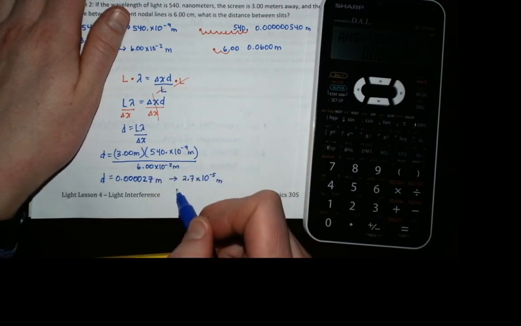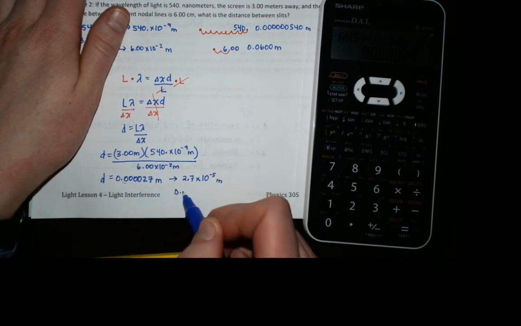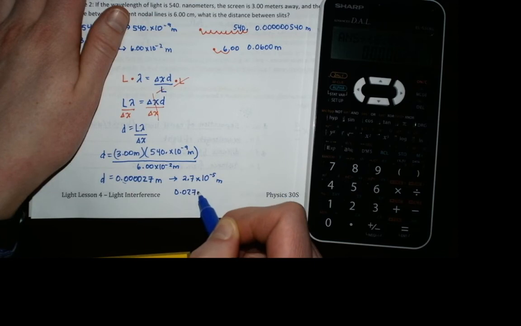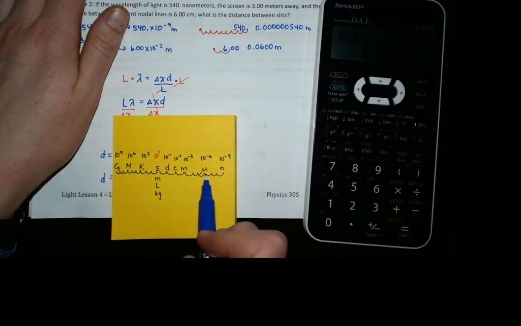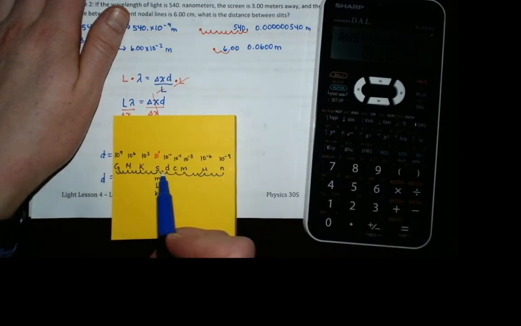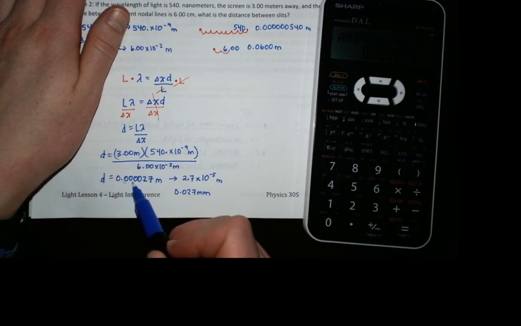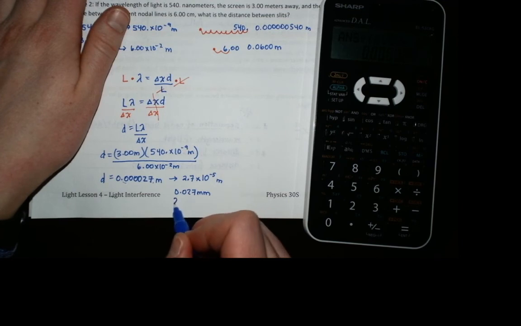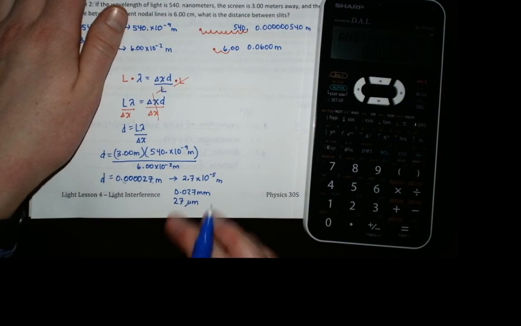So we could say 1, 2, 3, 0.027 millimeters. That's still quite a small number. So maybe let's instead use micrometers. So we would have to move our decimal 6 times to the right. 1, 2, 3, 4, 5, 6. Oh, so we'd kind of have 27. So we could say 27 micrometers. That would also work. It's up to you, right?